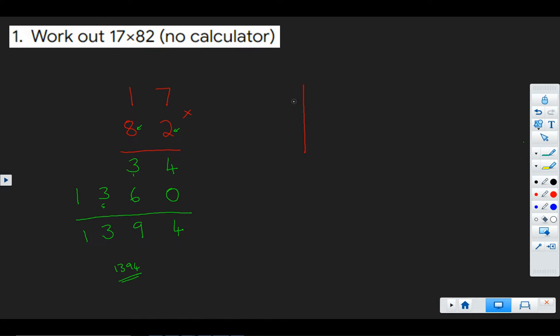I'm now going to use a grid method, which some of you may prefer. And we partition our numbers into their tens and units. And we would do this with hundreds if we had hundreds, 80 and 2. 8 times 1 is 8 and 2 zeros. 8 times 7 is 56 and 0. 2 times 1 is 2 and a 0. 2 times 7 is 14.